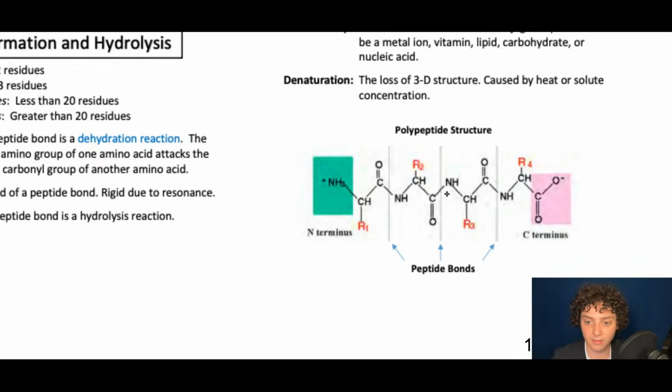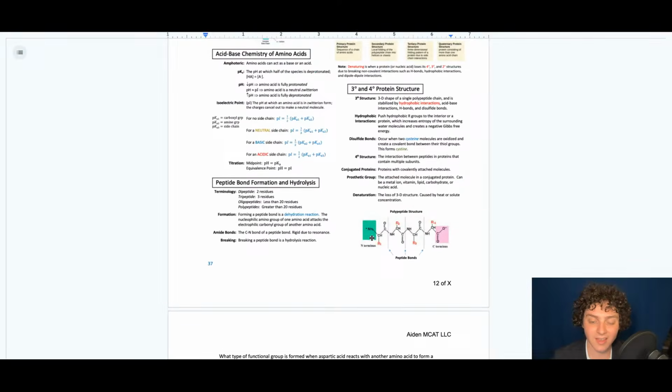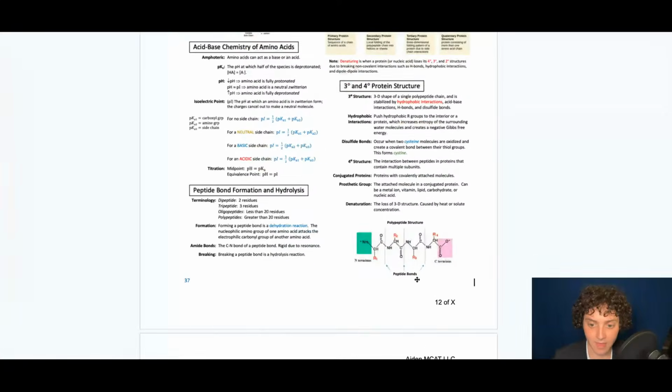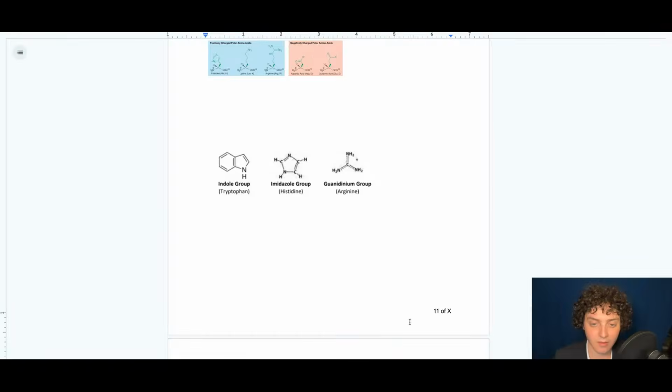But this is the peptide bond, and that is the bond between amino acids when they come together to form a protein. That bond is an amide functional group, i.e., a carbon double bound to oxygen, single bound to nitrogen. That is an amide functional group.